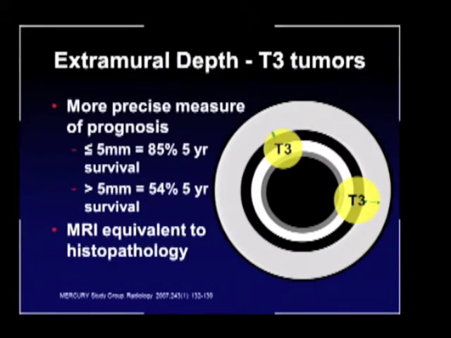Additionally, because of the good field of view you get with MRI, you can evaluate another prognostic indicator. In surgical series, tumors that extend more than 5 millimeters beyond the muscularis propria have a much worse outcome than tumors that extend less than 5 millimeters beyond the wall. And MRI was equivalent to histopathology for predicting this.